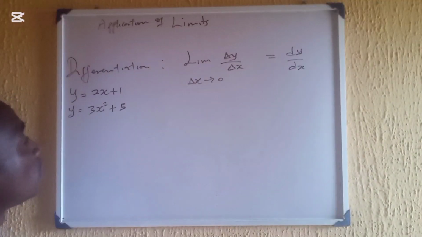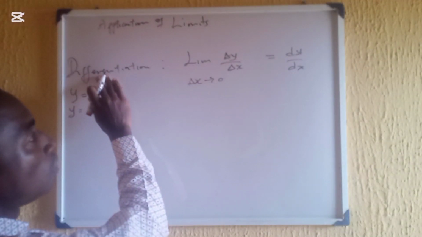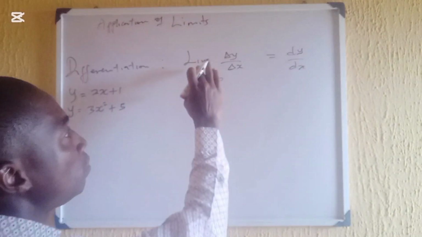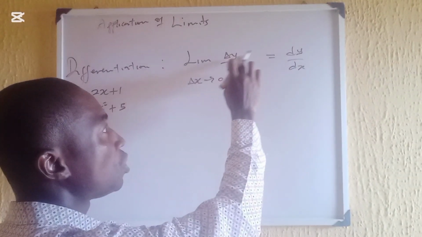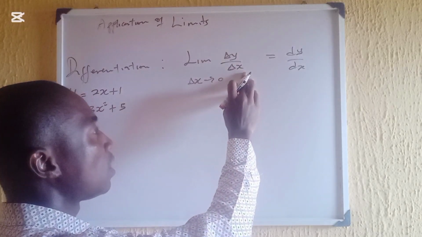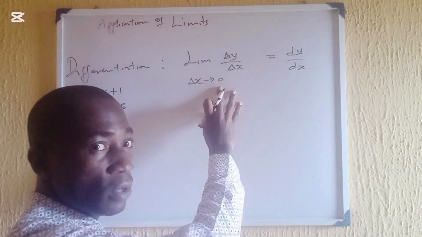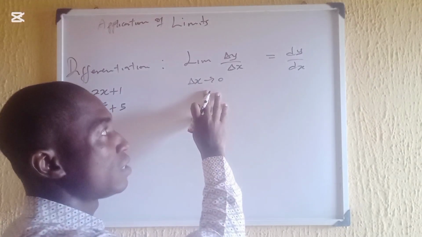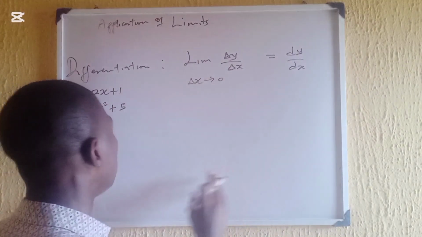Now look at this. Differentiation, or finding the derivative of a function, whichever one, is taking the limit of the slope, that's change in y over change in x, as change in x approaches 0. That's what differentiation is, or finding the derivative of a function is. So it's equivalent to dy/dx.